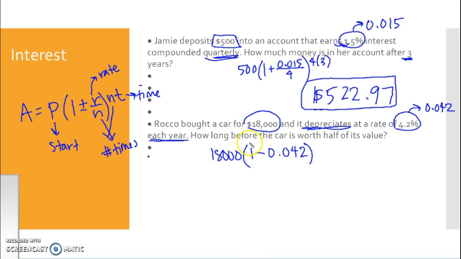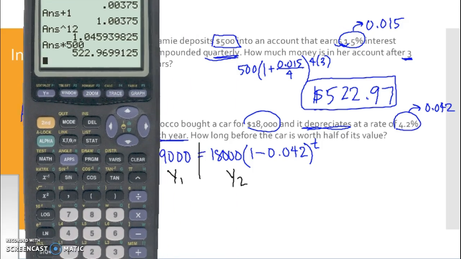Now, this one wants to know how long before it's worth half its value. So I'm looking for the time. So I'm going to put to the t. And I'm going to set this equal to half its value, which would be 9,000. Now, you can solve this any way you want, but I choose calculator. Let the calculator do the work for me. So I'm going to go with my calculator.